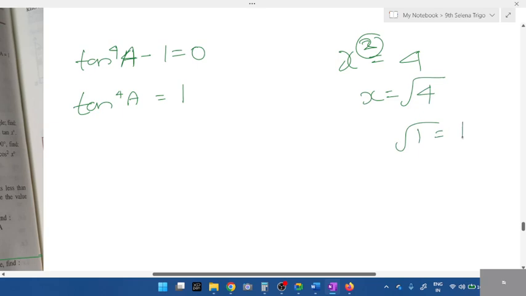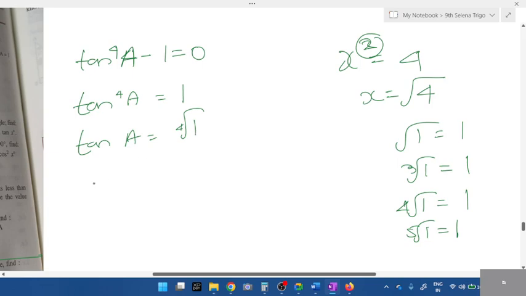So square root of 1. Remember this, square root of 1 is 1. What is the cube root of 1? It is 1. What is the fourth root of 1? Fourth root of 1 is also 1. So you take any root, students, the answer is 1. In the same way, I just need tan A value. What happens to this 4? It goes to the other side as the fourth root of 1. So the answer is 1.